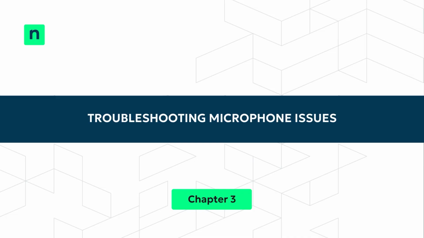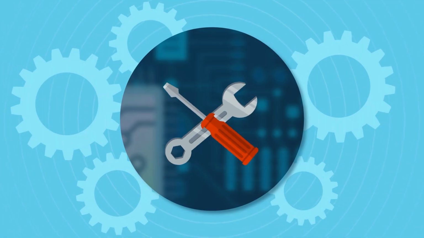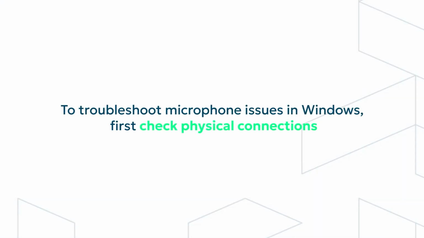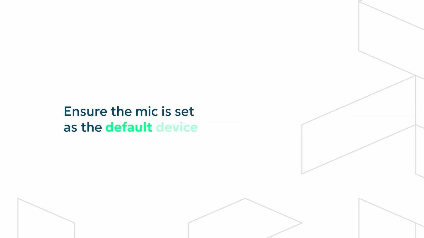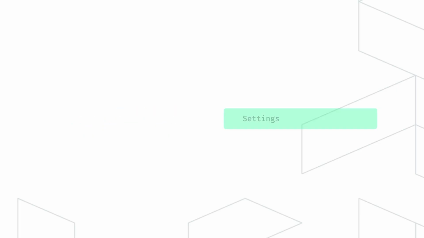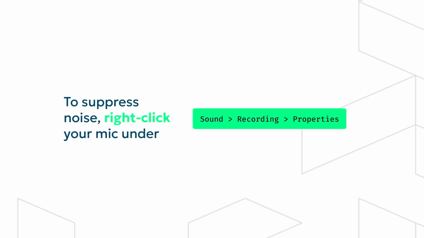Troubleshooting microphone issues. To diagnose and troubleshoot common microphone issues, let's go over some common fixes. To troubleshoot microphone issues in Windows, first check physical connections. Next, ensure the mic is set as the default device via Settings, Sound. You can also adjust input levels under Settings, System, Sound. To suppress noise, right-click your mic under Sound, Recording, Properties.